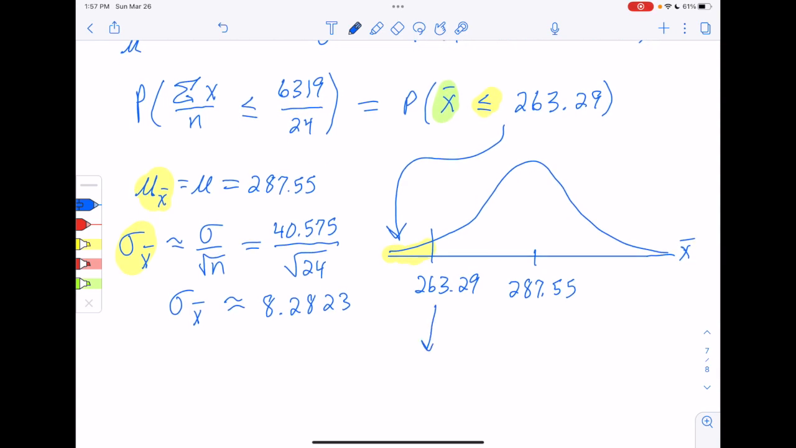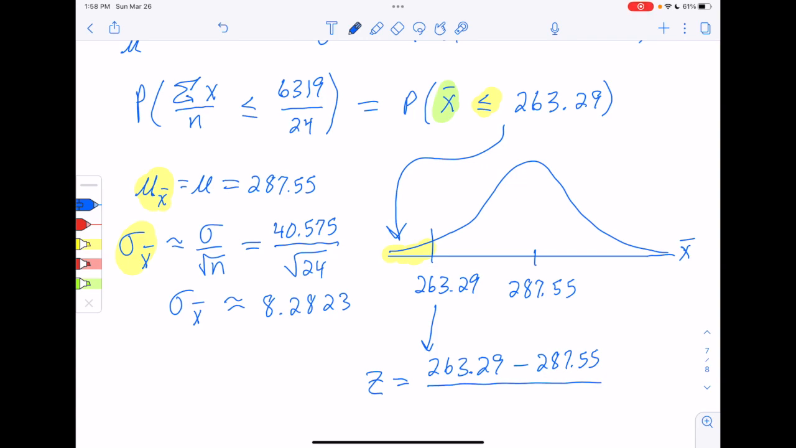So we're going to do the z-score for 263.29, which is our boundary. So from that, we'll subtract the mean, 287.55. And then divide that by our standard deviation.